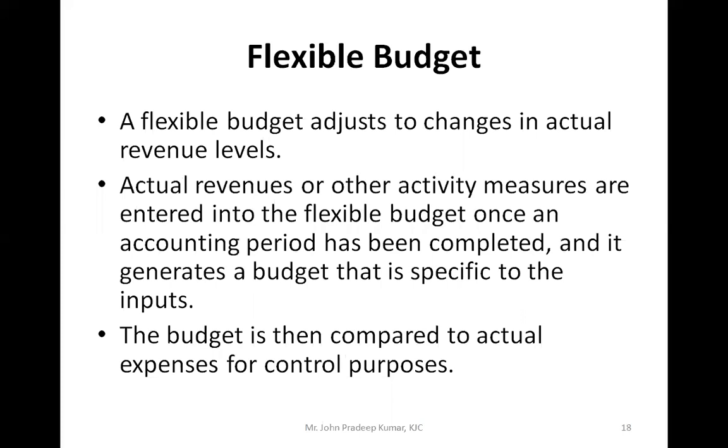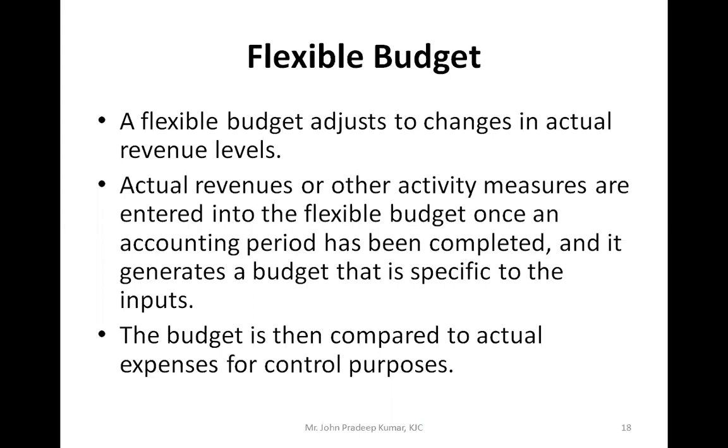So next is flexible budget. A flexible budget adjusts to changes in actual revenue levels. So actual revenues or other activity measures are entered into the flexible budget once an accounting period has been completed, and it generates a budget that is specific to the input. The budget is then compared to the actual expense for control purposes.